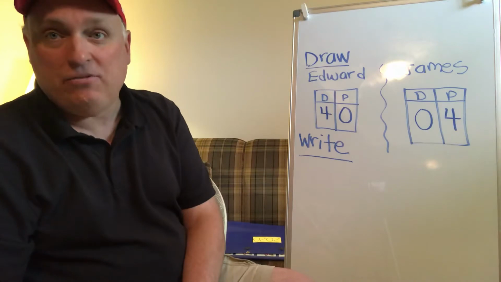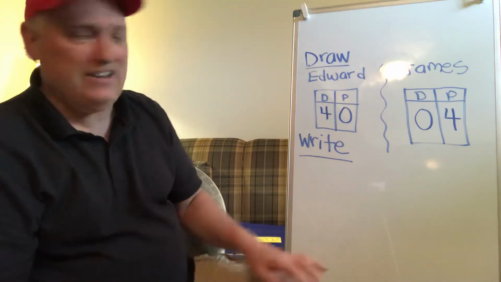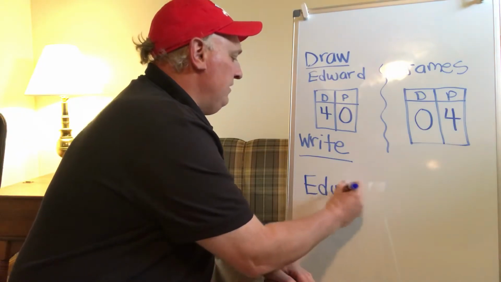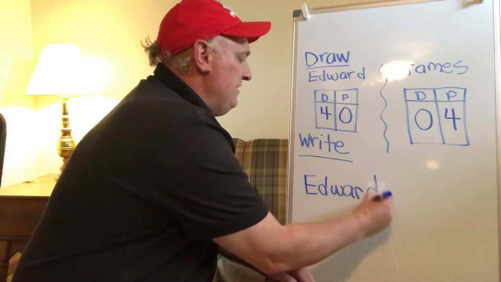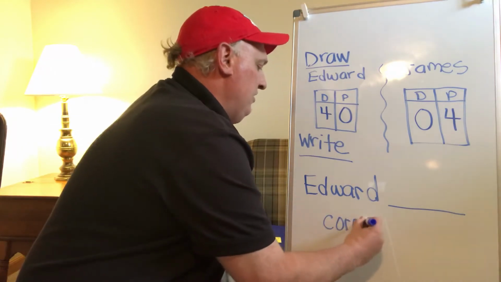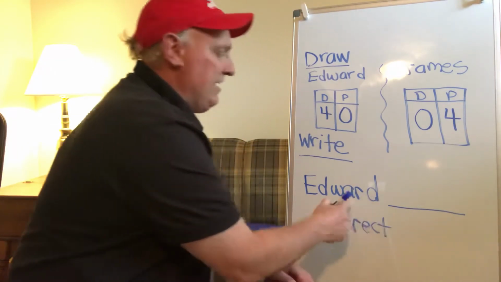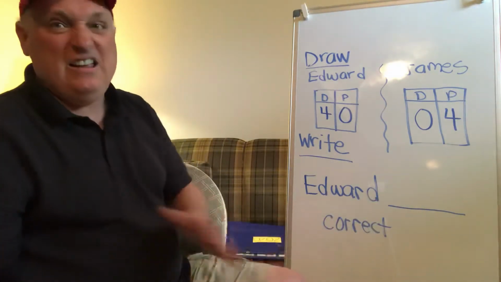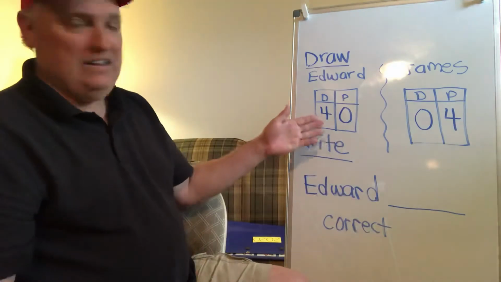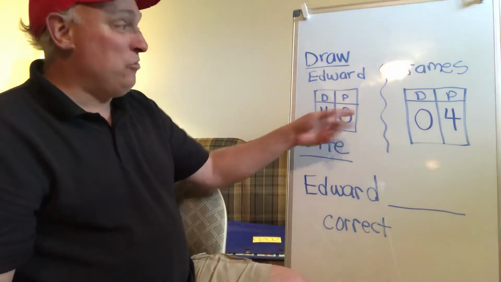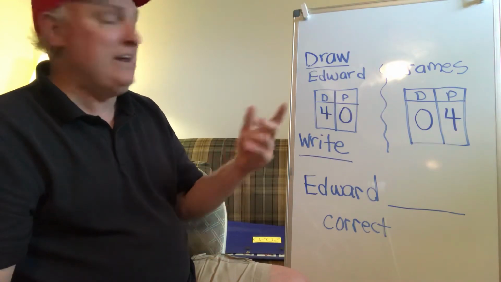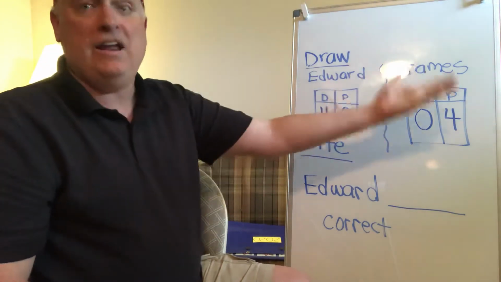Edward said they have the same amount of money. Is he correct? So we're going to write Edward, and then we did blank, correct. Is he correct? If he's correct, I would write Edward is correct. If he's wrong, I'm going to write Edward is not correct. He's not correct. He's got 40 cents and James only has 4 cents. There's a big difference between having 40 of something and 4 of something.